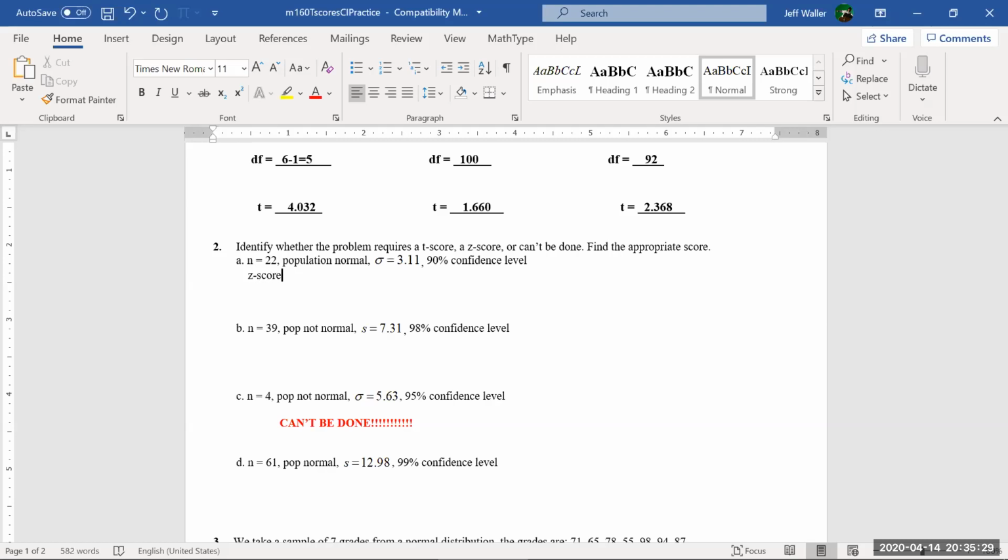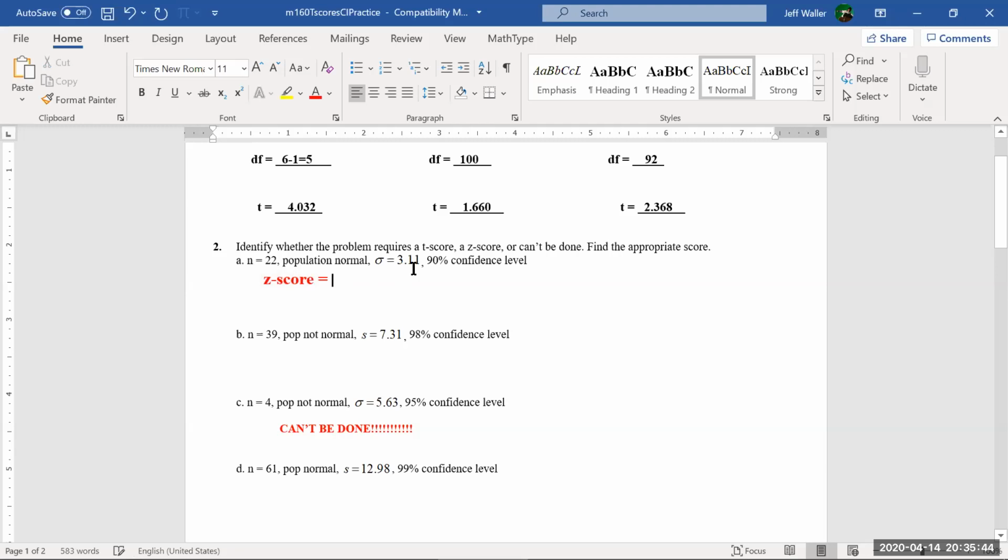There you go, buddy. And notice this asks me to find the appropriate score. We do this in nifty red and bold it, and make it bigger. Bam, bam, bam. All right, so now you can see better.